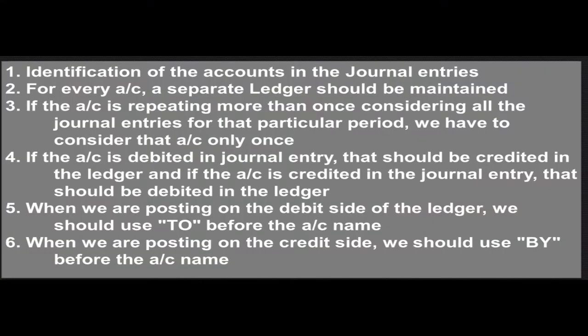Now I want to give you a summary of what I just explained. There are points that need to be remembered. The first point is identification of accounts in the journal entries. For every account, a separate ledger should be maintained. If the account is repeating more than once, considering all the journal entries for the particular period, we have to consider that account only once.